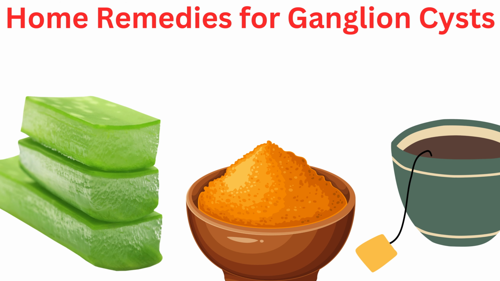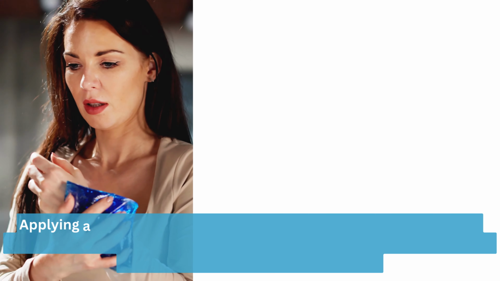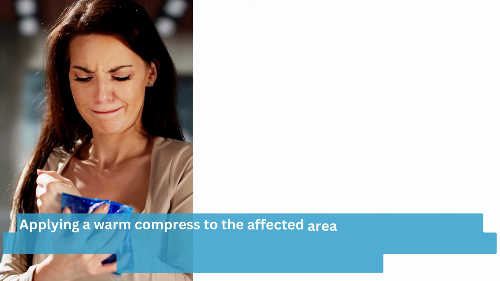Home remedies for ganglion cysts. Number 1, warm compress. Applying a warm compress to the affected area can help reduce pain and inflammation. Heat therapy can also increase blood flow, which may promote healing of the affected tissue. Number 2, Epsom salt soak. Epsom salt contains magnesium, which has anti-inflammatory properties that may help reduce swelling and pain. Soaking the affected area in warm Epsom salt water can be soothing and may promote healing.